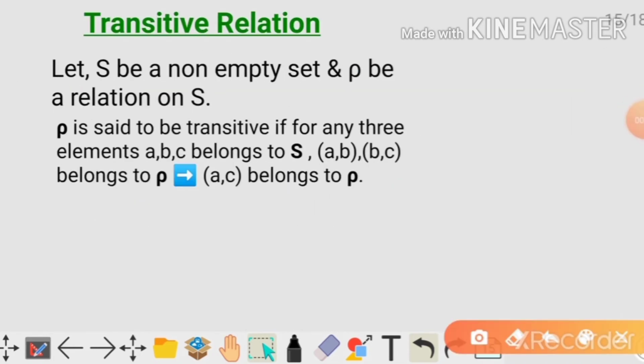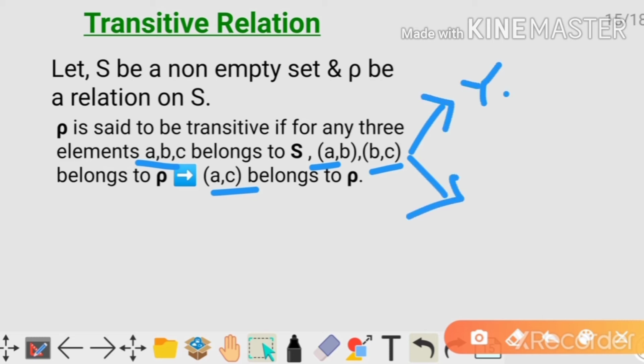Now let's go to transitive relation. Rho is said to be transitive if for any three elements A, B, C, (A, B) and (B, C) belong to rho, then (A, C) belongs to rho. It is similar to symmetric relation. It may contain, it may not contain. If it contains, then we check whether it contains (A, C) or not. But if it doesn't contain, then it will be transitive. Let's go to some more explanation.